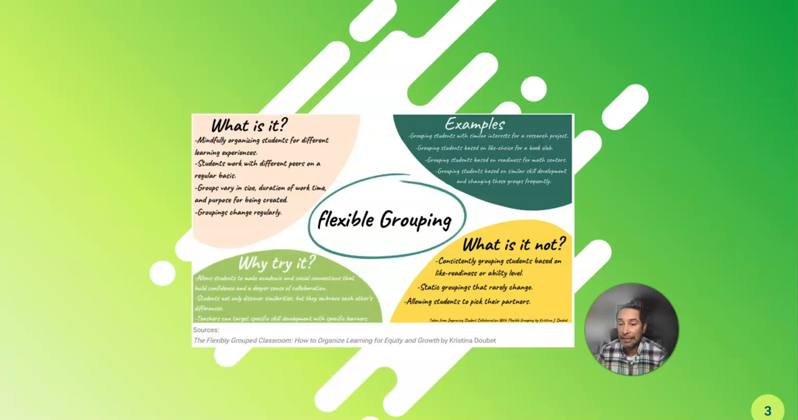Some examples: put students together by interest for a research project. I'm doing something like that in one of my classrooms right now. My native speakers in Spanish A are researching a topic, since they already know the vocabulary about clothing, and I have seen that it has worked. Other examples could be book clubs with different books. Also, it could be different groups to get students ready based on what they need.